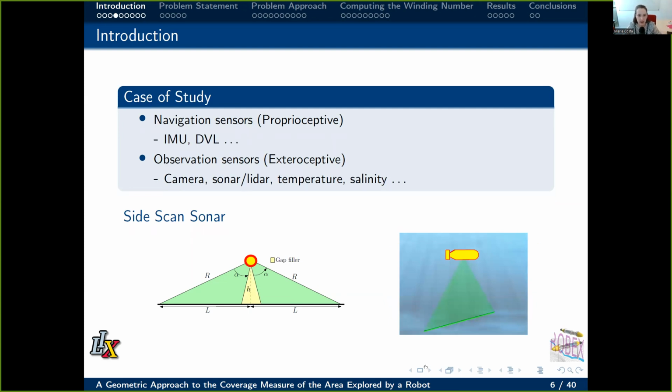In this work, to simplify, we are going to assume that the gap between the two sensors doesn't exist, so we added a gap filler. This means that at any moment, the robot's visible area can be modeled as a line, like we can see here, that is projected onto the seafloor, sensing a narrow portion of the environment.